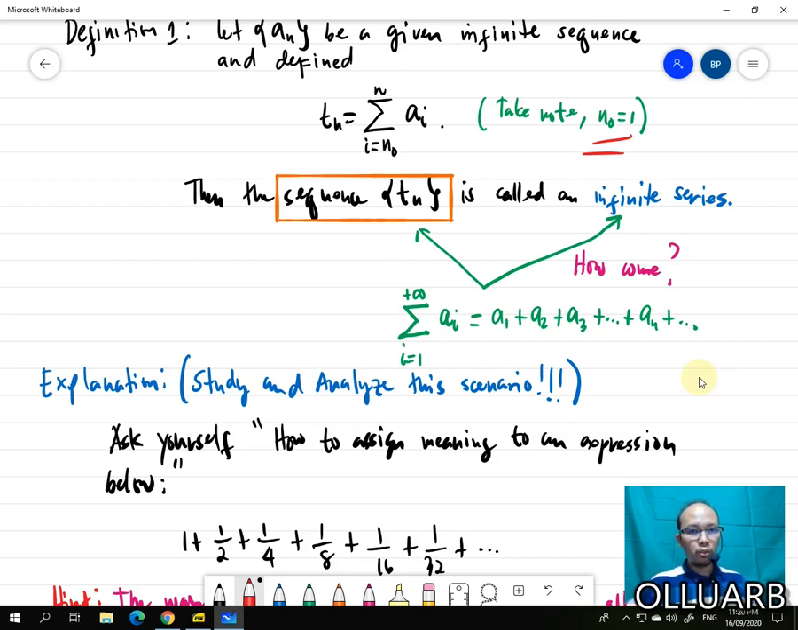Okay, so for the next part, I will be explaining definition number 2, which is also very important in determining if the series is convergent or divergent, based on the sequence of partial sums. Thank you so much, and wait for the next part.